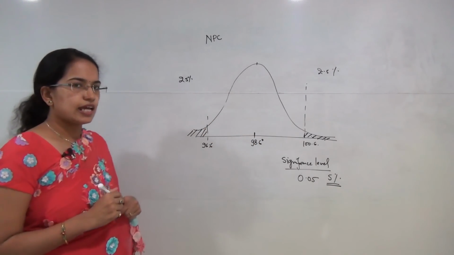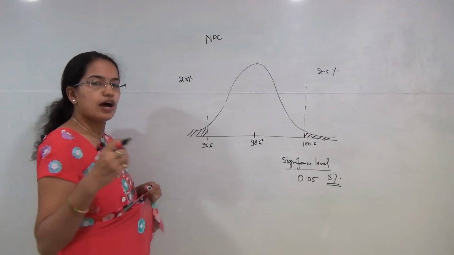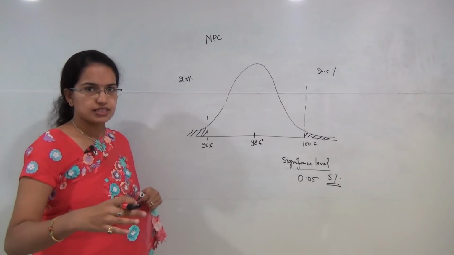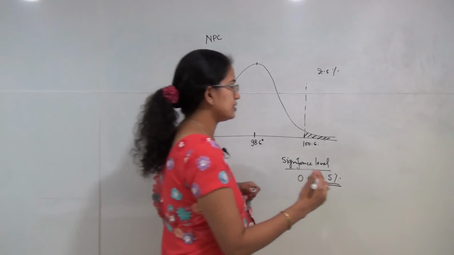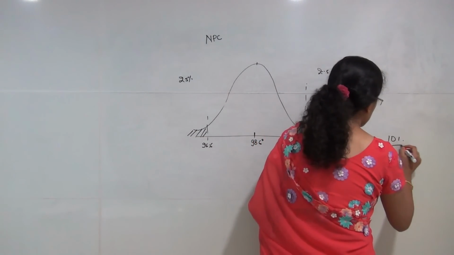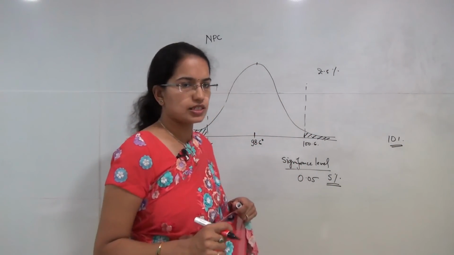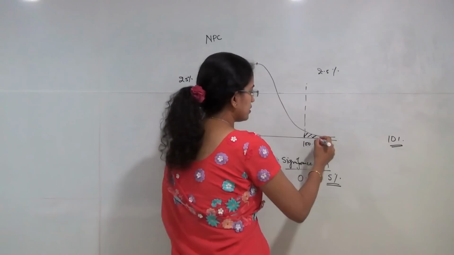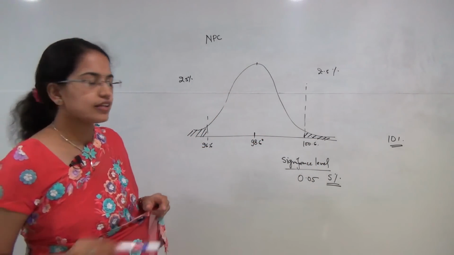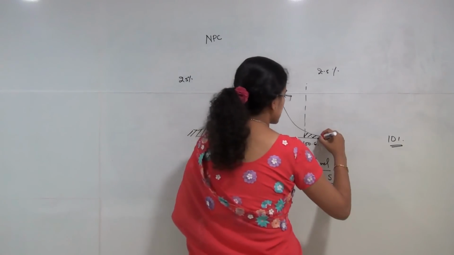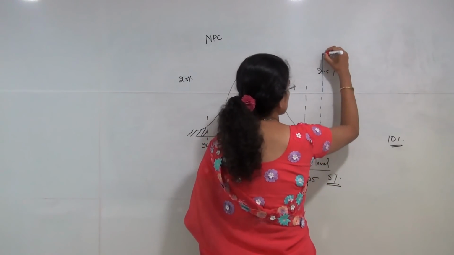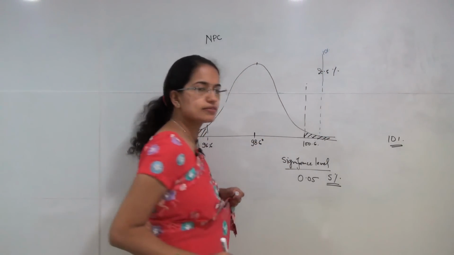Now let's say the boy has a temperature, and that is 101 that has come onto the thermometer this time. So where would you plot this 101? This 101 would lie beyond the values that we have taken under the significance curve. So let's say this would be the line for 101.